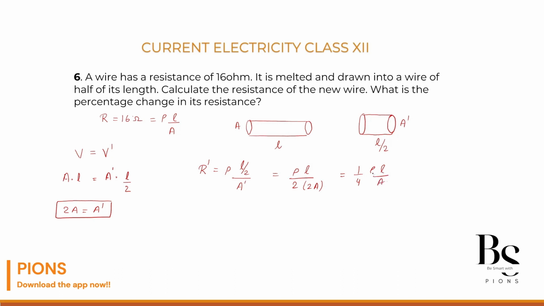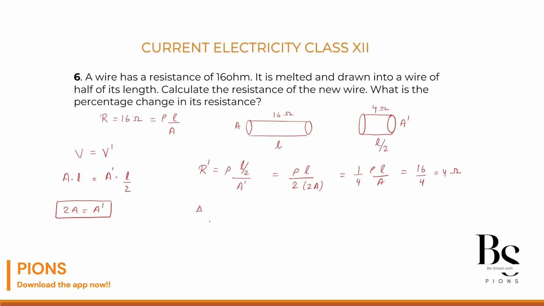Now what is rho L by A? Look here, it is 16 ohm. Rho L by A is 16 ohm. So this will be 16 upon 4, that is 4 ohm. So what is the previous resistance of this wire? 16 ohms. What is the new resistance of this wire? 4 ohms. If this is our previous resistance and this is our new resistance, what is our change in resistance?